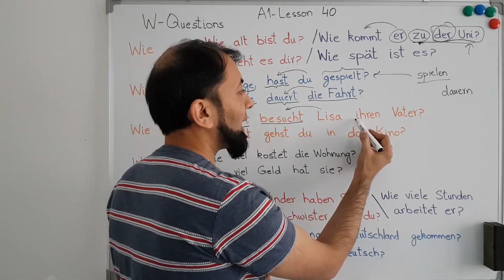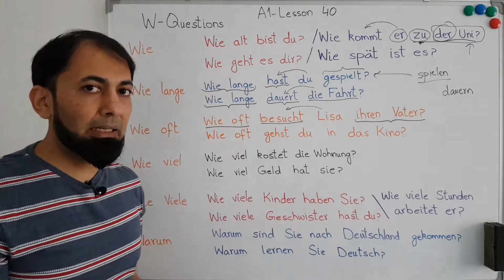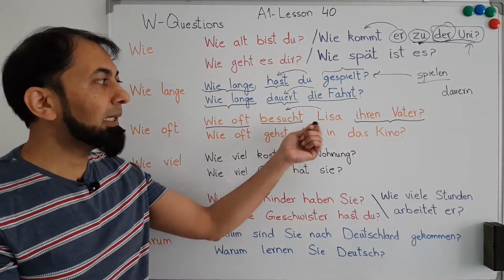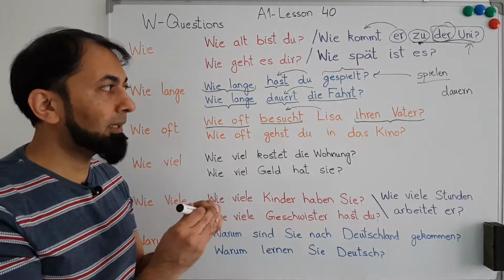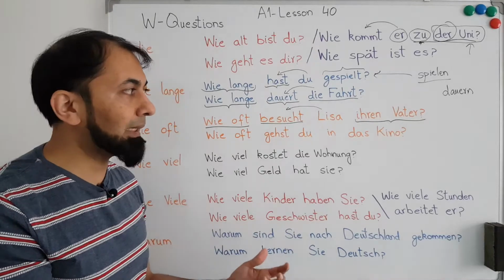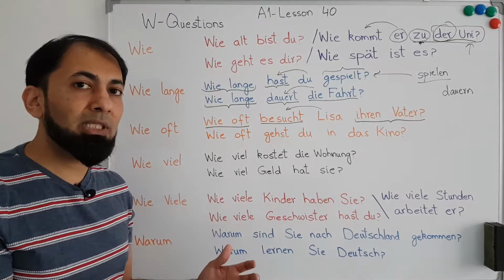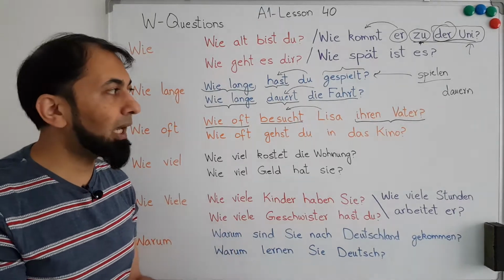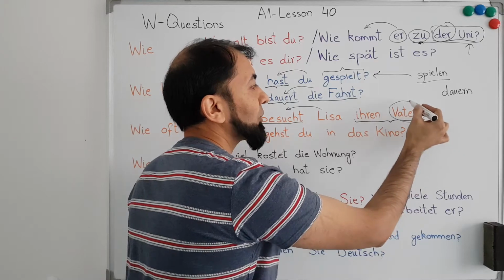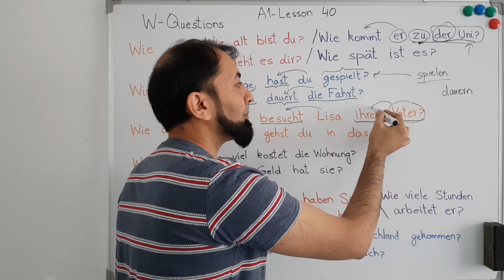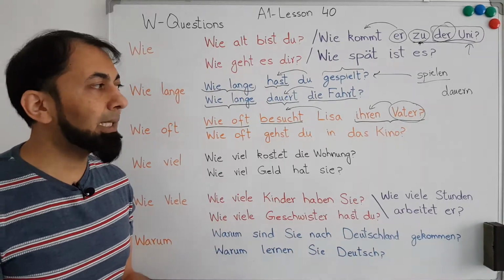And next part of the sentence, if you look at it, it's ihren Vater. Now because Lisa is visiting her father, therefore the father is the direct object in this sentence, and we know that the direct object in German language is in the accusative case, and we have to see what the gender of Vater is. Vater is a masculine noun, therefore we have to use the possessive pronoun in accusative for her, and it's ihren.